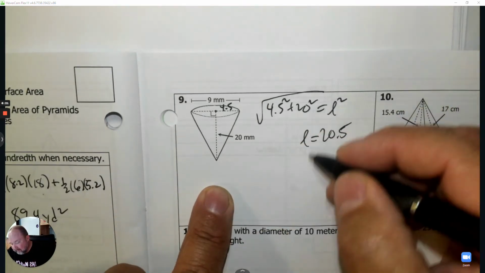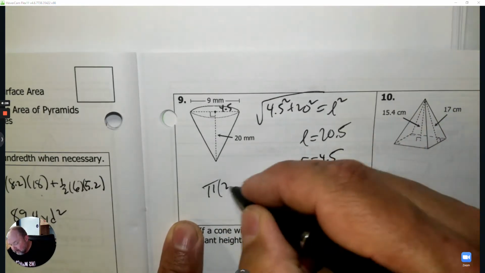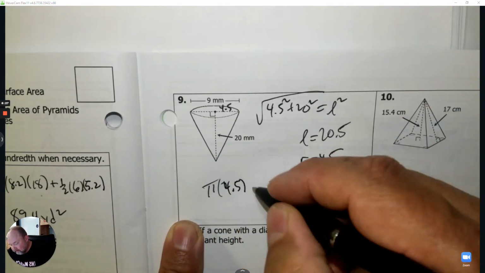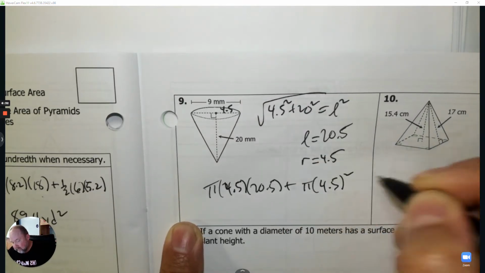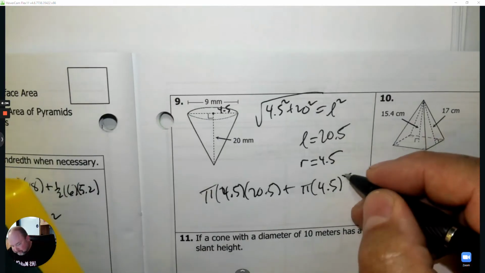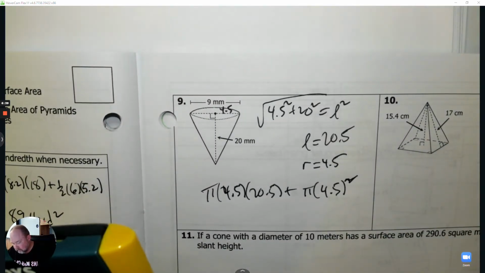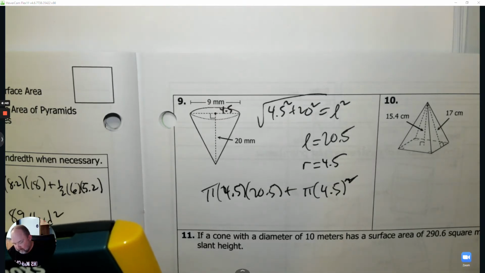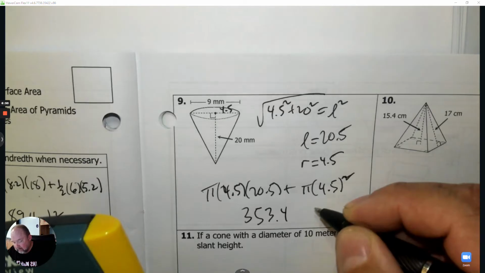So the formula, I need that, and I know the radius is 4.5, so it's pi r L, those are the numbers I have, plus pi r squared, and then type that in the calculator. And I get 353.4, and that's millimeters squared.